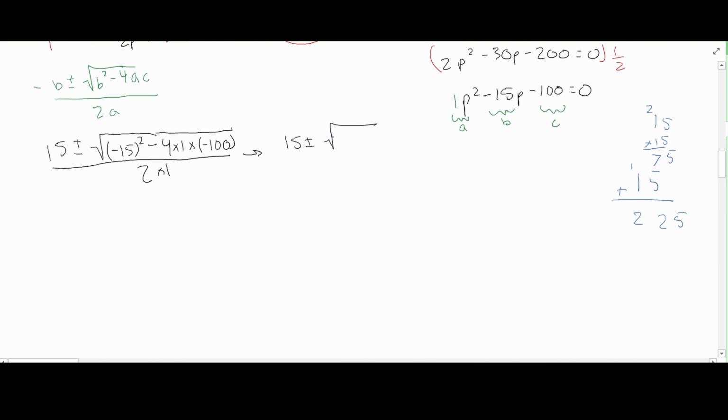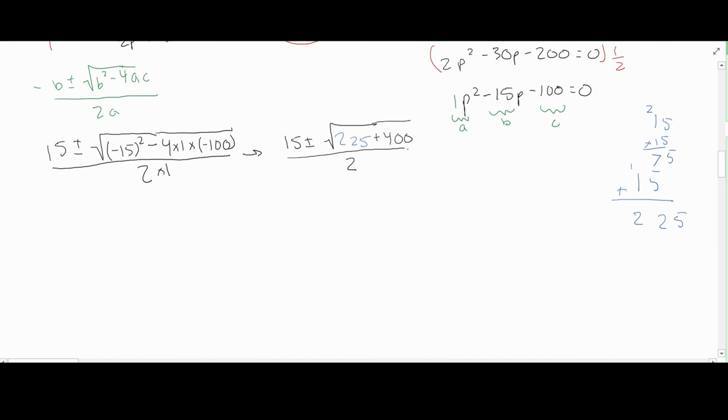And we can plug this back into our equation. Now we want to have a negative 4 times 1. This is going to be negative 4. And then we're going to have negative 4 times negative 100. And this is going to give us a positive 400 because two negatives being multiplied is a positive. So this is all under a square root, and this is all over 2.